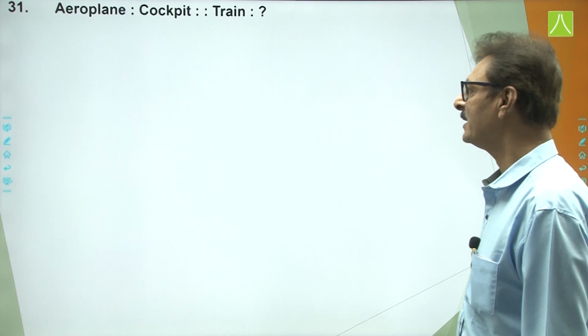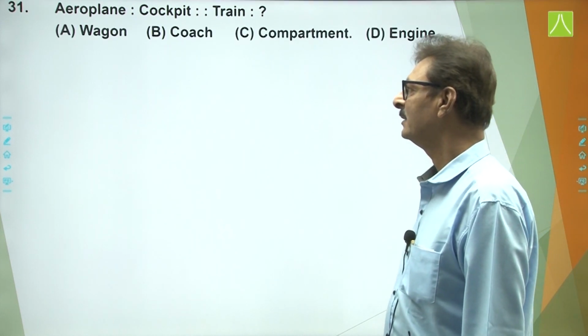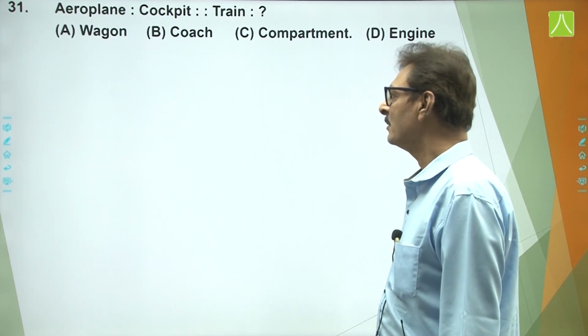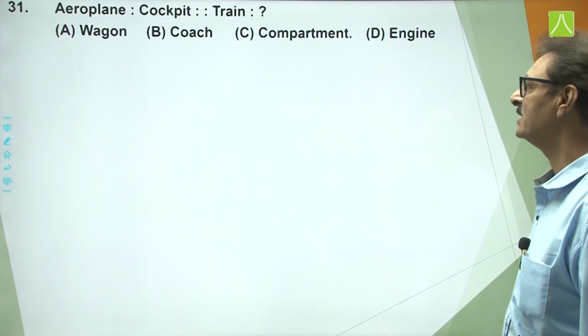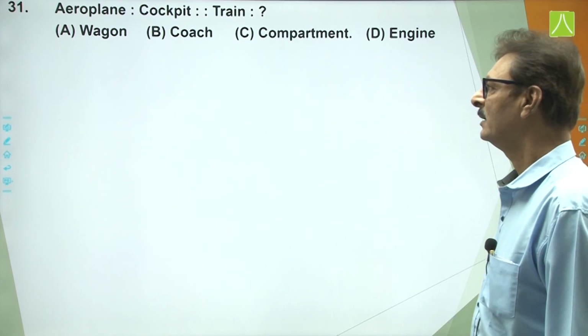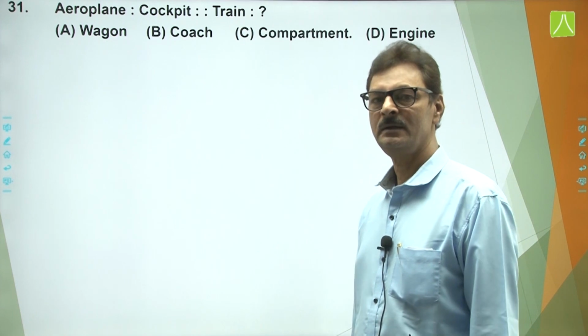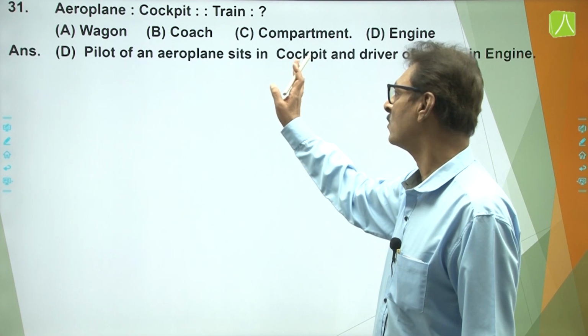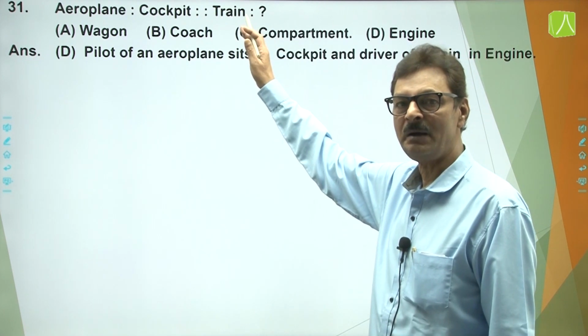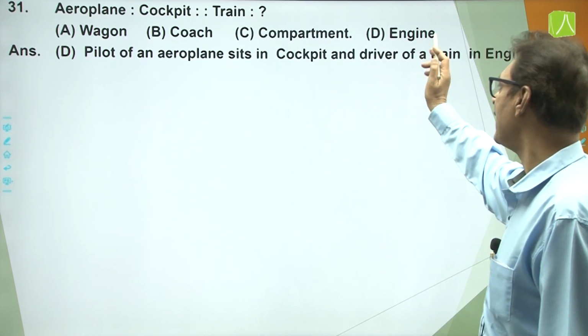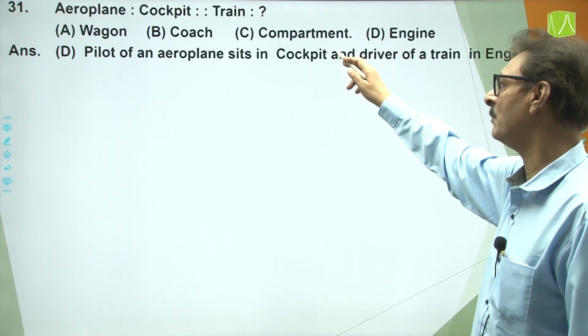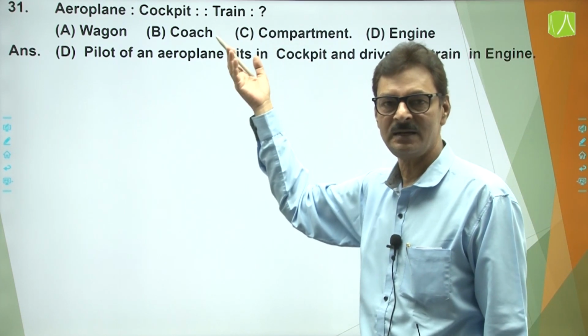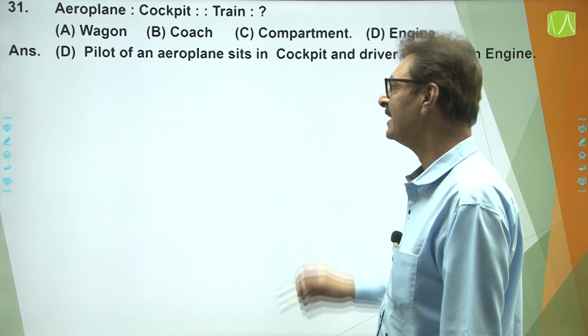Aeroplane is to cockpit, train is what? Wagon, coach, compartment or engine. What will it be? Aeroplane, cockpit. Train, what? The pilot of an aeroplane sits in the cockpit. And where does the driver of a train sit? He sits in the engine of a train. He does not sit in the compartment. If he sits in the compartment, who will run the train? He sits in the engine.